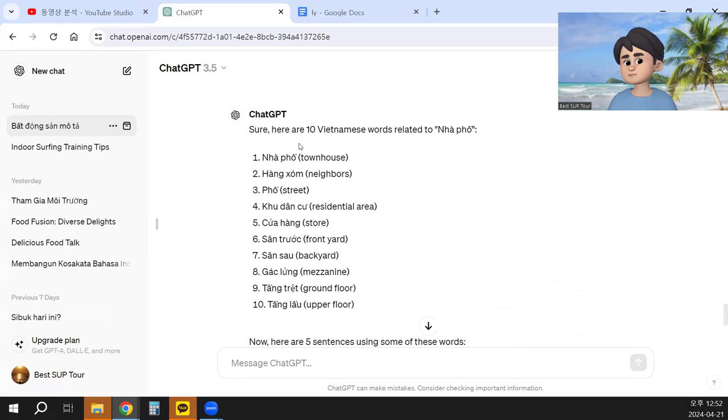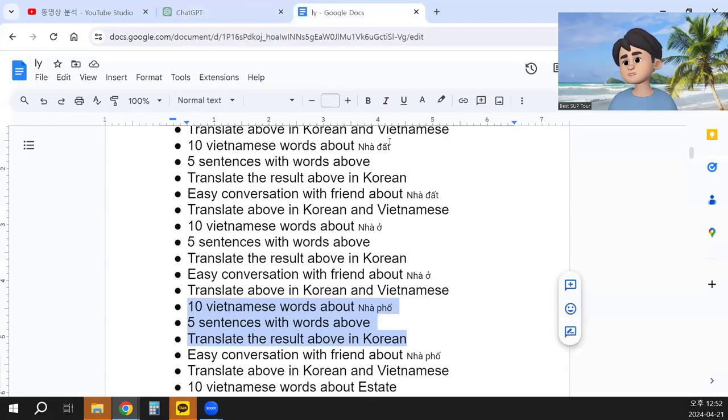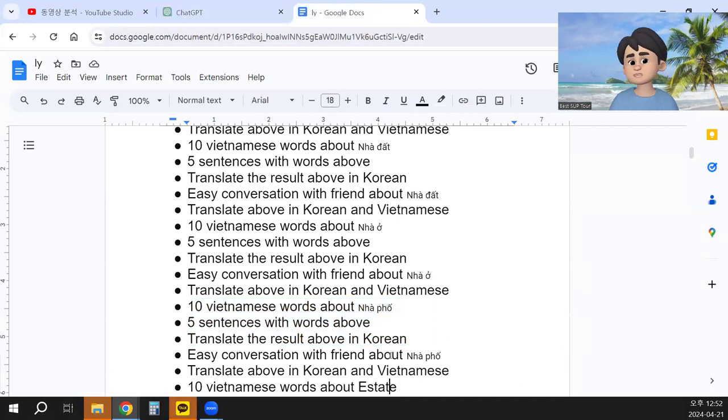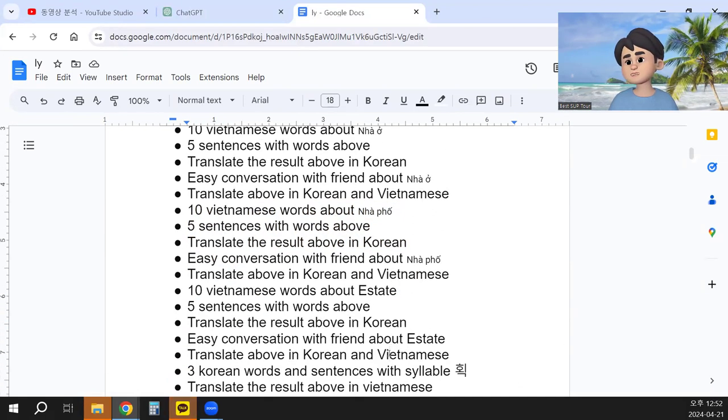Maybe residential area is important. Residential area is important to rent a house. So, and then the last step is about it. Residential area is last. So with the 5 steps, I can get words, some vocabulary and sentences.